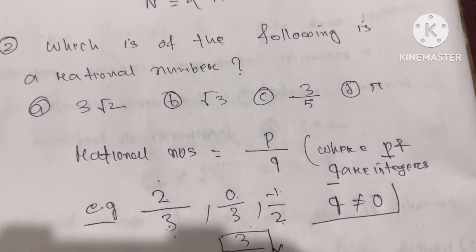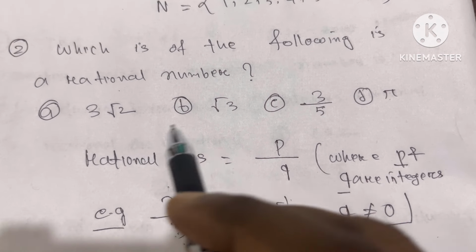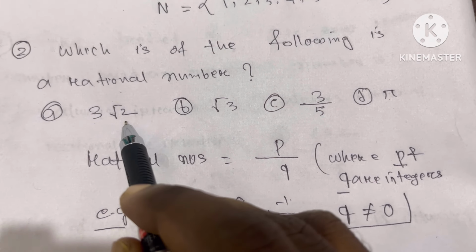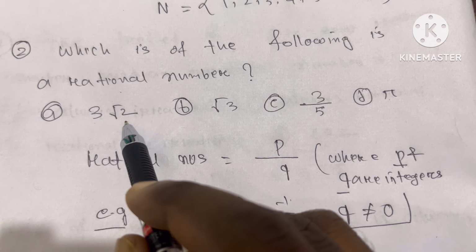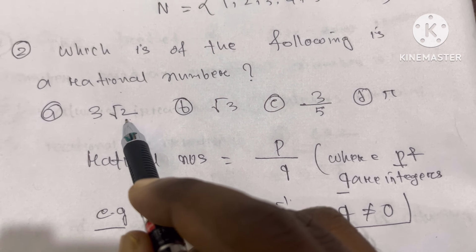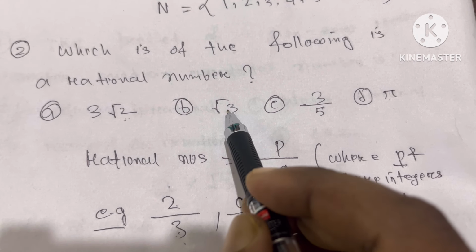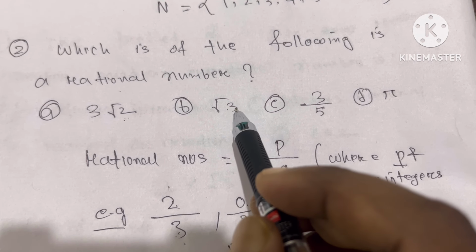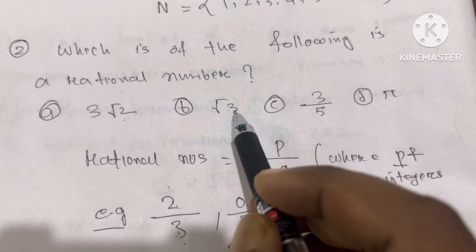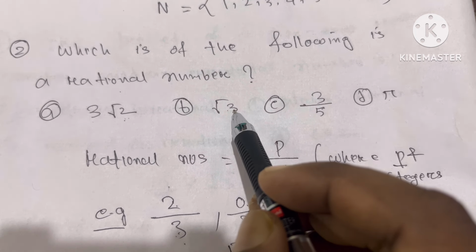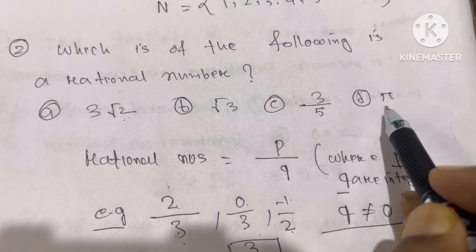So here if you observe the options, 3√2. As you know, 2 is a prime number, and the root of a prime number is always an irrational number. So √3, 3 is also a prime number, so √3 is an irrational number. Pi is also an irrational number.